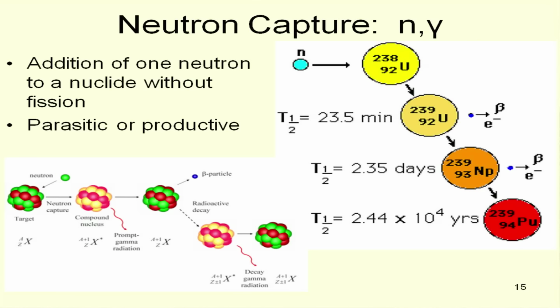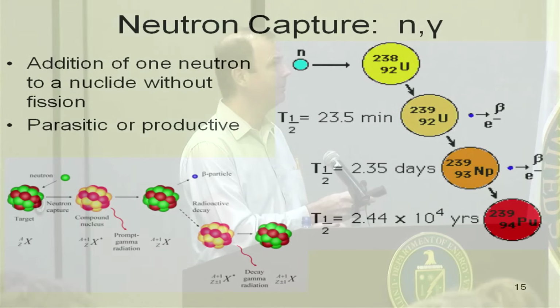Now I talked about the fission reaction a little bit. I want to start talking about some other neutron reactions. First, neutron capture, which is the addition of one neutron to the target nucleus without fission. And it can be parasitic or productive. Here in the lower left is a parasitic one. A neutron goes into some nuclide, pick cesium-137, and you get a compound nucleus, which is sort of excited, and it stabilizes, and you get a beta particle, which is a negative electron given off as radiation, and then maybe some gamma rays. And you end up with cesium-138 in this case. A more productive one is the neutron into U-238, which after a couple of beta decays through relatively short-lived materials, you end up with plutonium-239, which is a useful fissile material in a reactor.